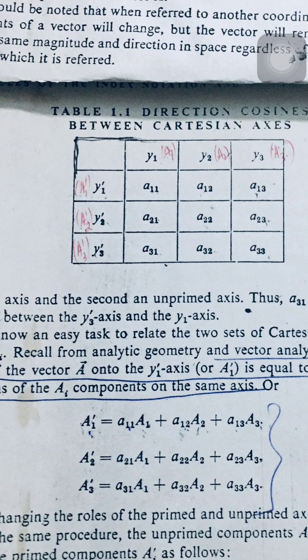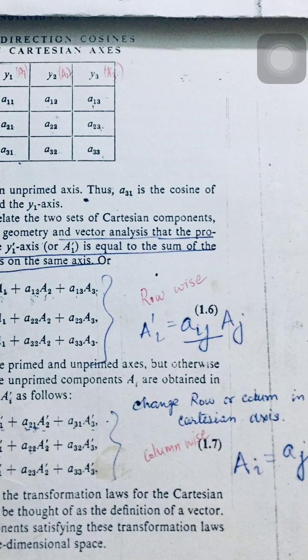Similarly, for the third component a3 dash, we take the y3 dash row, that is the third row. So a3 dash is nothing but a31 multiplied with the component of y1, that is a1, so a31 a1, a32 a2, and a33 a3, the sum of all these. These three equations can be written in index form, row wise: a_i dash is nothing but a_ij a_j.